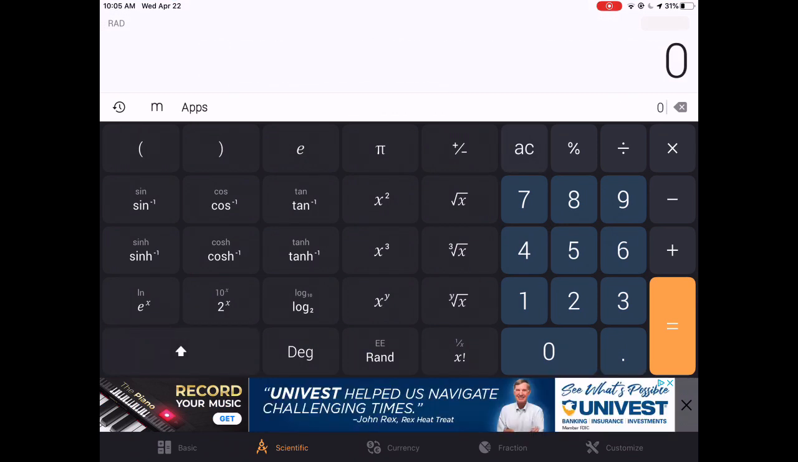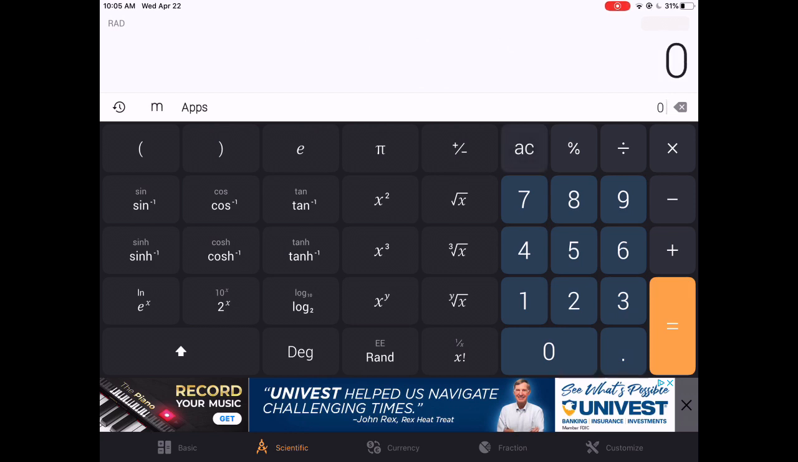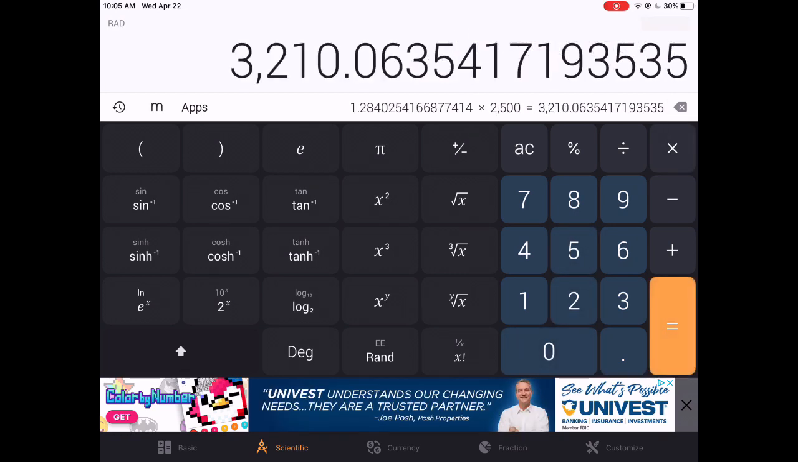Clear it out. So again, I want my e to the x at the bottom here, checking that it's there. Whoops, too many button presses, slow down. Okay. There's e to the x. I press it. I get my e to the x in the upper right-hand corner. Parentheses. Let's see, 5 years. So it's 0.05 times 5 years. Close parentheses. Hit the enter button. 1.28. And now that times 2,500. And I'm raking it in now. $3,210.